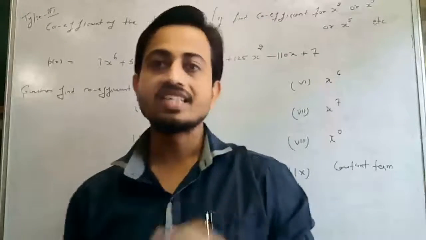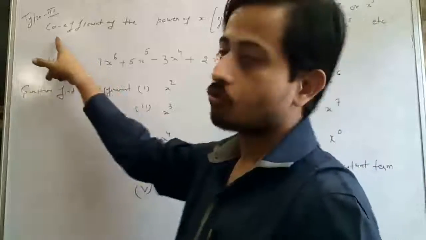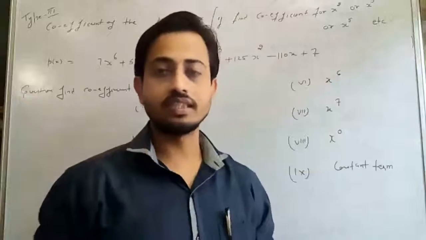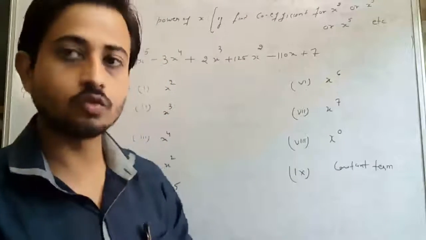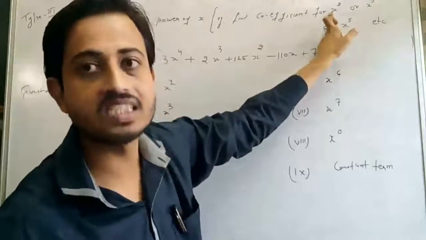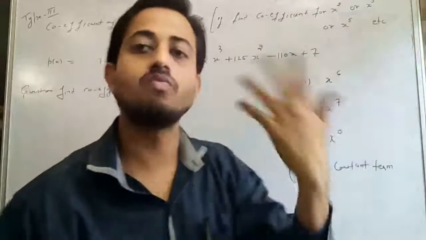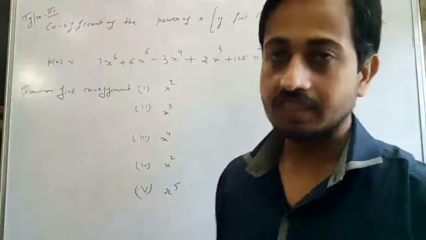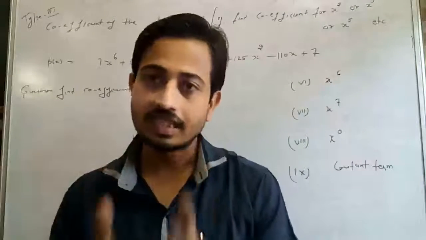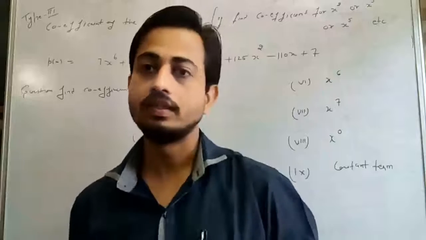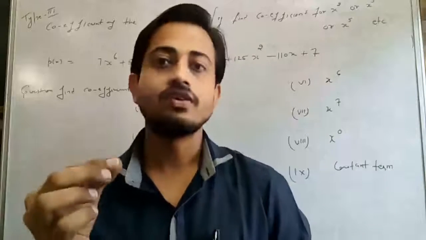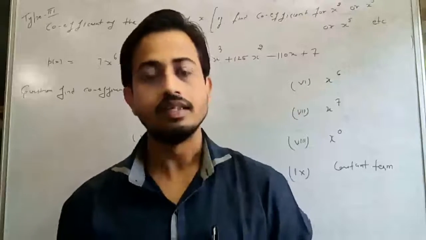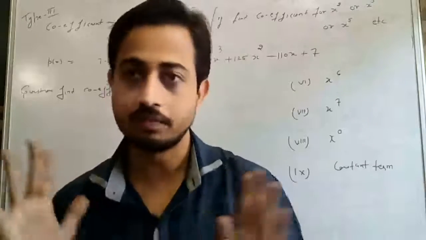Now we have to take our next topic. The name of the topic is to find the coefficients of the power of x. It means you may get a question asking to find the coefficient of x raised to some power: x raised to the power 2, x raised to the power 3, x raised to the power 1, x raised to the power 5, and so on. So I'm taking an example. I again repeat that the coefficient is basically the numeric value that is multiplied with the power of x, or you can say the numeric value which is multiplied with the variable is called the coefficient of that variable.